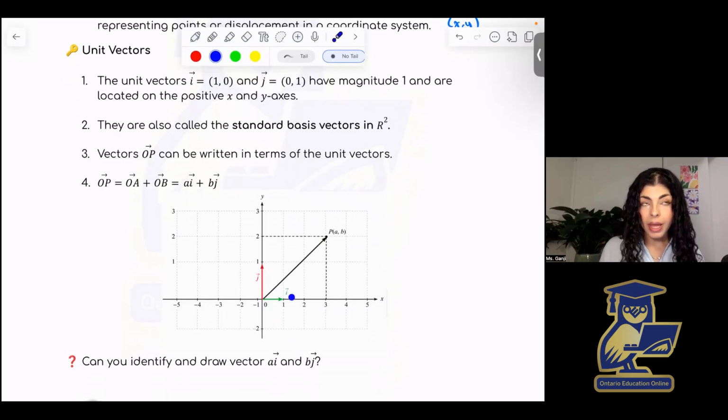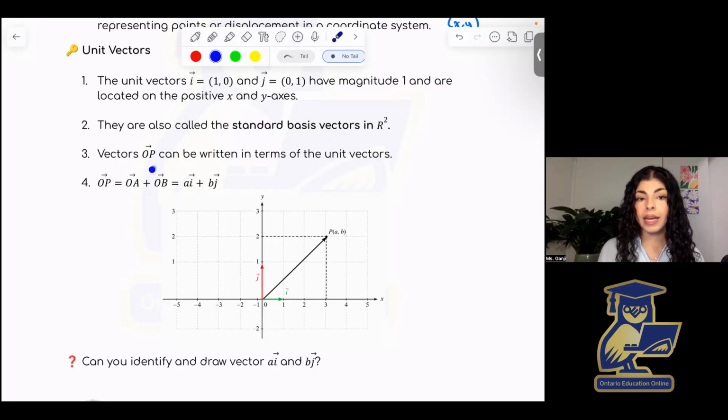They are going to be very useful for us in showing a different representation of vectors in R squared, but they're also our standard basis vectors. So they're very important for vector notation in both R squared and R cubed, and later we're going to see how they will be different in R cubed.